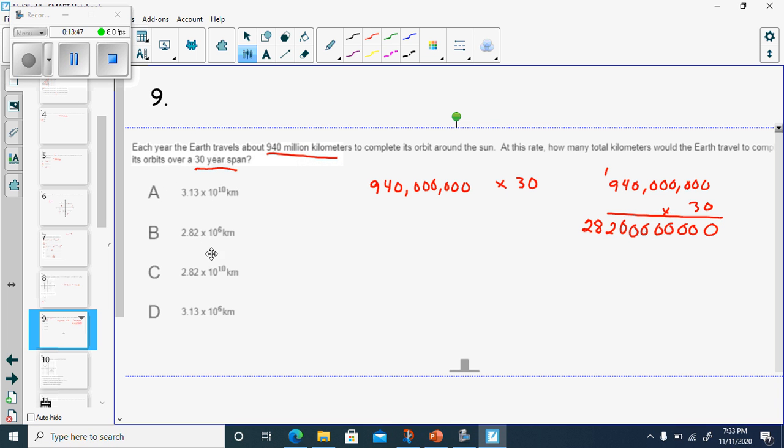Now, let's express it as scientific notation. We know we have 1 digit in the front, followed by a decimal. It can't be a 0. It's got to be 1 through 9 in the front. We're moving our decimal place. This is a big number, so it's times 10 to the, and it's going to be a positive number. 1, 2, 3, 4, 5, 6, 7, 8, 9, 10. Times 10 to the 10th. When it's a positive exponent, it's a big number. When it's a negative exponent, it is a decimal. Okay? 2.82 times 10 to the 10th.